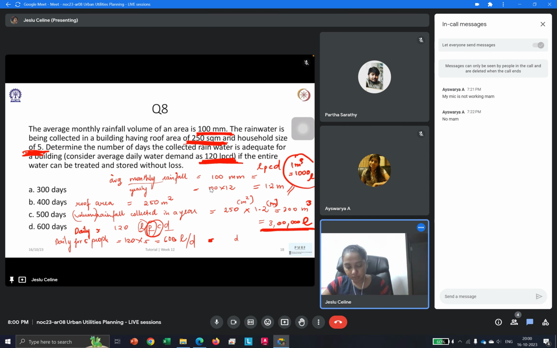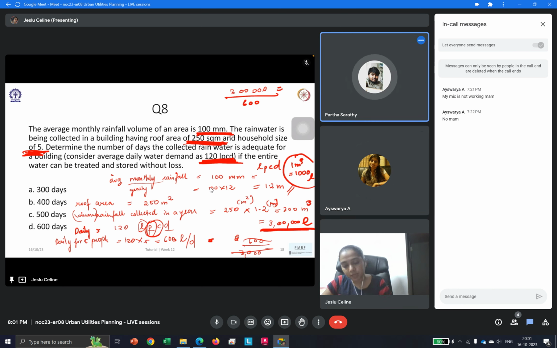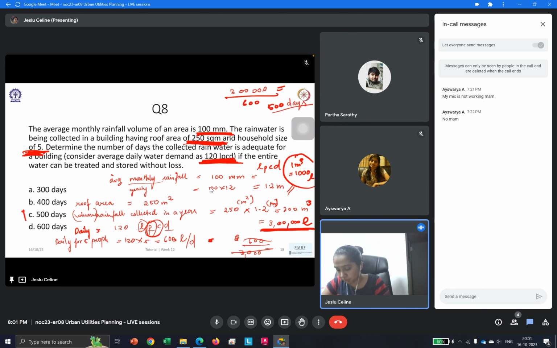It will essentially be 3 lakh divided by 600. Sorry, the other way. You have 3 lakh, which is the total, and for each day you need 600. So how many days is it going to last? 3 lakh divided by 600. It is 500 days. Very good. So it will last for 500 days. Is that there in the options? Option C, 500 days.